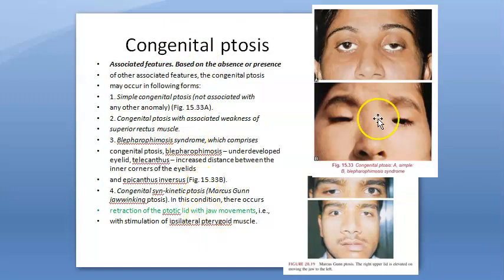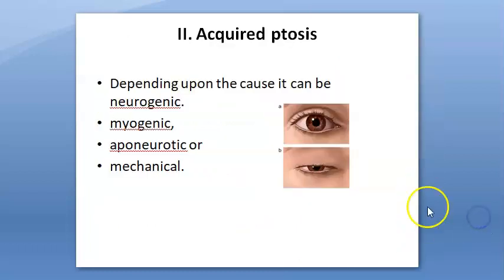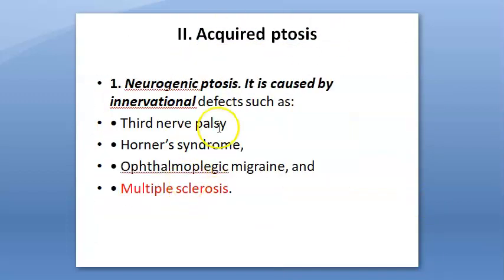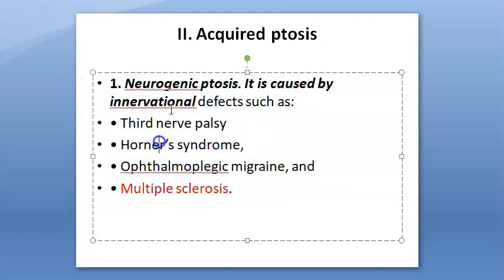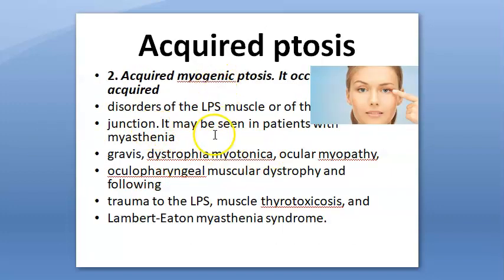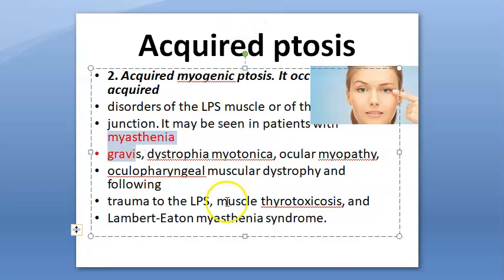In congenital ptosis, there is no proper development of the levator palpebrae superioris. Associated features include blepharophimosis, simple congenital ptosis associated with weakness of the superior rectus muscle, and the Marcus Gunn jaw winking phenomenon. All this we have seen in a detailed video. Acquired ptosis can be neurogenic, myogenic, aponeurotic, or mechanical. Neurogenic is because of the nerve: third nerve palsy, Horner syndrome, multiple sclerosis. Myogenic is because of the muscle, so here you blame myasthenia gravis all the time.